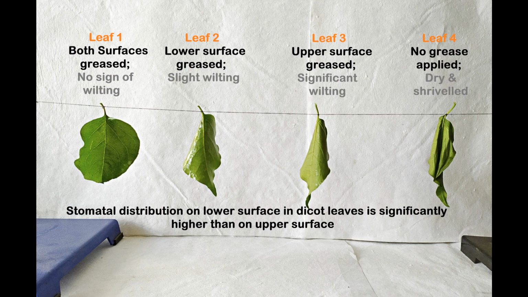These stomata, being fully covered by grease, are unable to act as a medium for the outlet of water from the leaves. We may thus conclude that stomatal transpiration is a major source of transpiration in the leaves of plants, and that the majority of stomata are distributed on the lower surfaces of the leaves in a dicot plant.